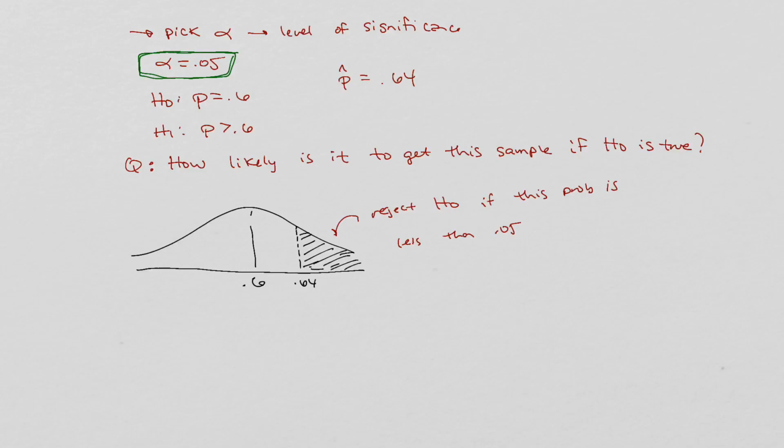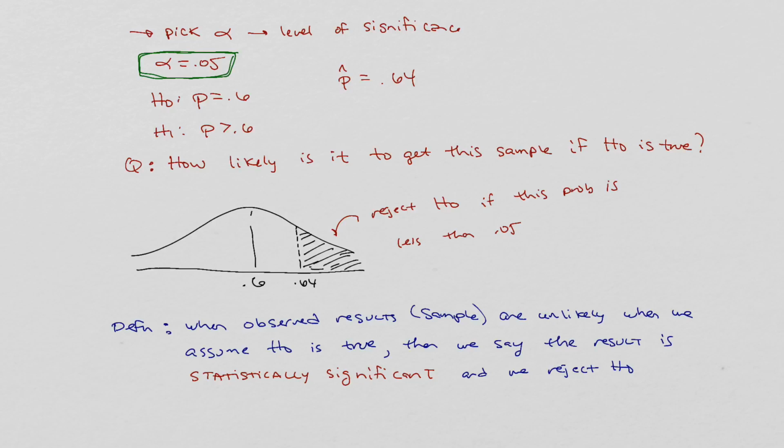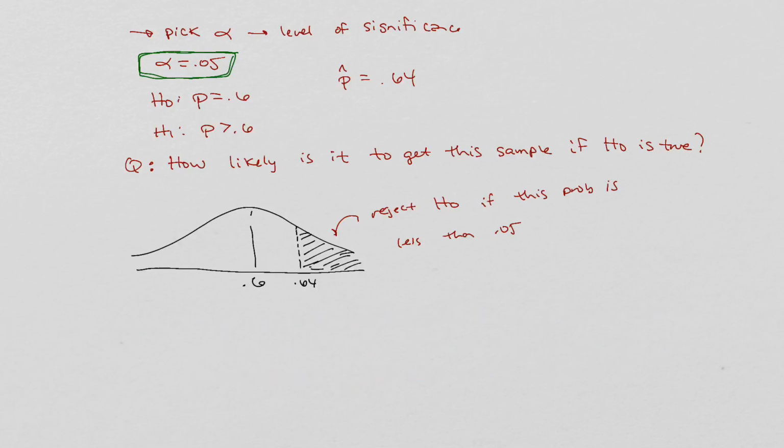Okay. All right. So let me throw one definition at you before we actually calculate this. When the observed results, what we got from the sample, are unlikely when we assume that H naught is true, then we say that the result is statistically significant and we reject H naught. So in other words, if we go through this test and we wind up rejecting the null hypothesis, then we say that the results are statistically significant. So are our results going to be statistically significant? Are we going to reject H naught? Well, let's just use that normal curve to figure it out for us.